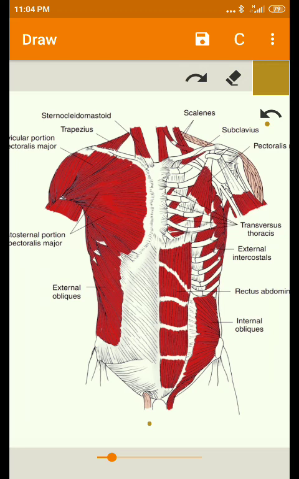Dear students, welcome back. Now we will see the remaining functions of the accessory muscles.